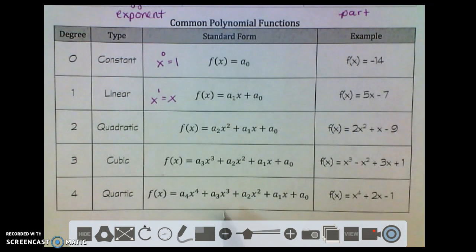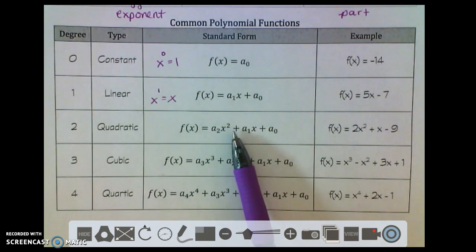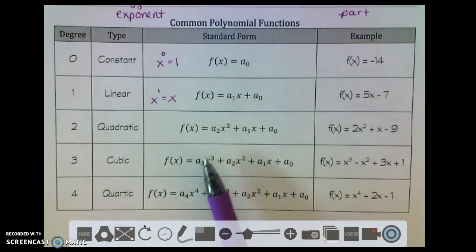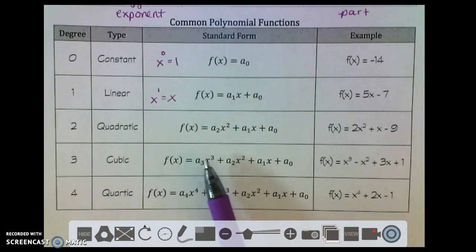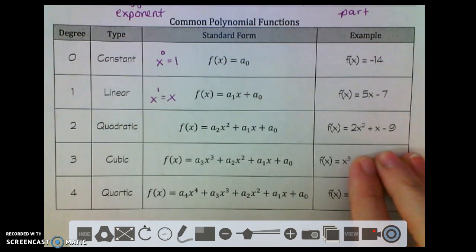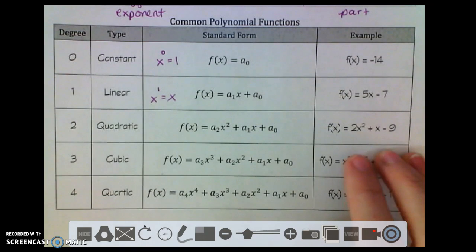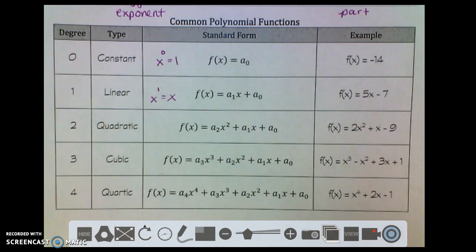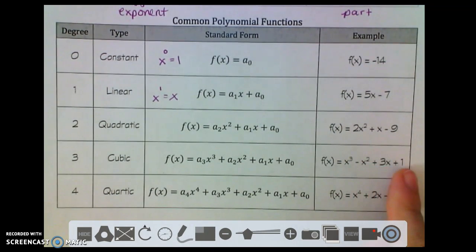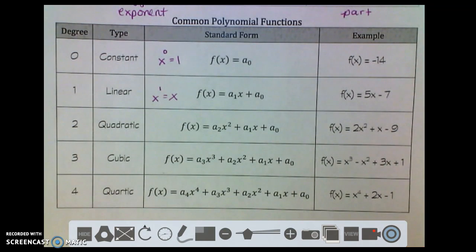A cubic, again, just goes up to the third. So this is x squared. Here's x cubed. You only need this cubed term to be a cubic function. If you didn't have anything else here, if this were just f of x equals x cubed, so this were all you had, that's still a cubic function. It's still a degree 3 because that's your highest exponent. But you can have everything under that as well.